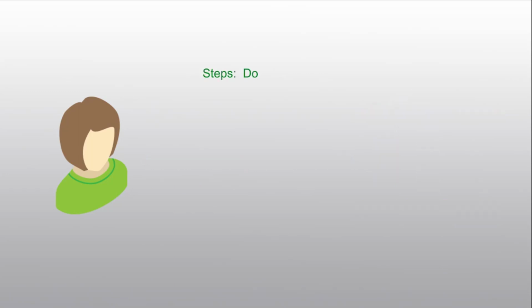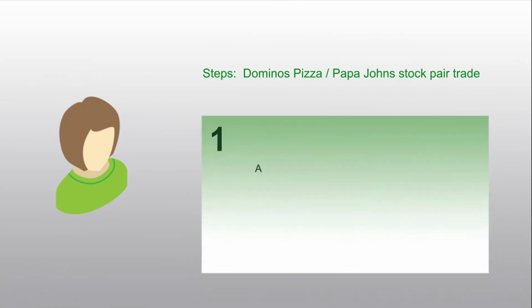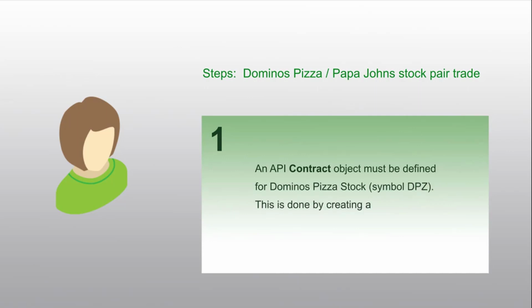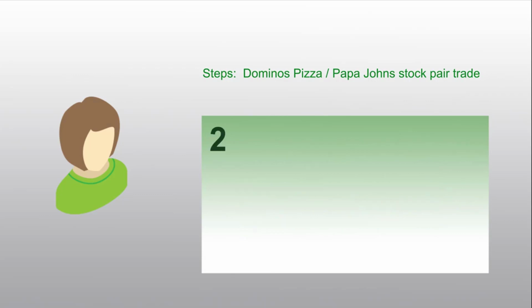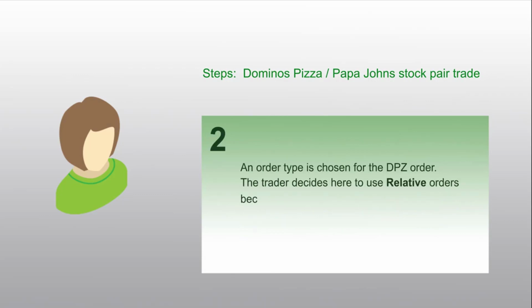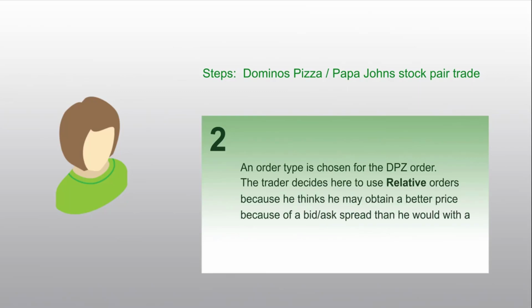These are the steps the trader follows to place a Domino's Pizza, Papa John's stock pair trade. First, an API contract object must be defined for Domino's Pizza stock, which has ticker symbol DPZ. This is done by creating a smart routed contract object with DPZ as a symbol. There are many example contract definitions for stocks and other instruments in the API reference guide. Next, an order type is chosen for the DPZ order. The trader here decides to use relative orders because he thinks he may obtain a better price because of the bid-ask spread than he would with a plain limit order placed at the bid or at the ask price.